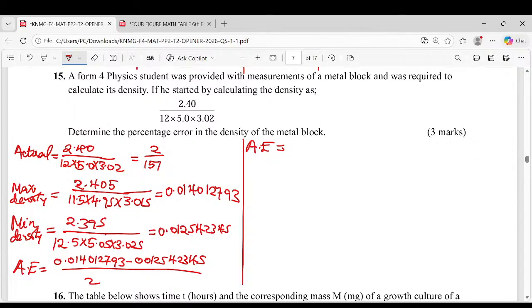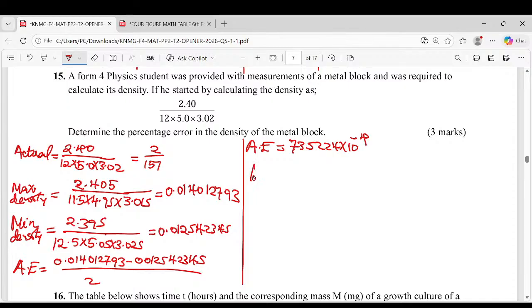0.0140127.93 minus 0.012542345. Then divide this by 2. This becomes 7.3522 times 10 power negative 4.